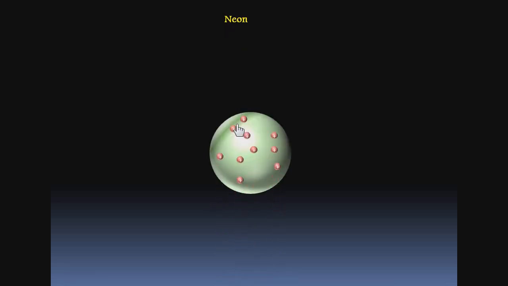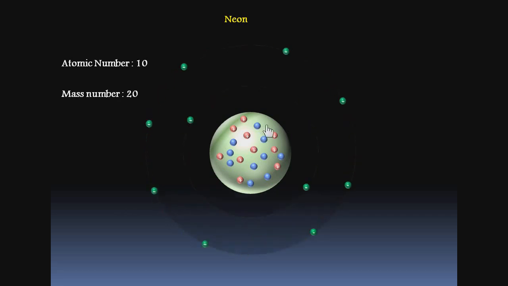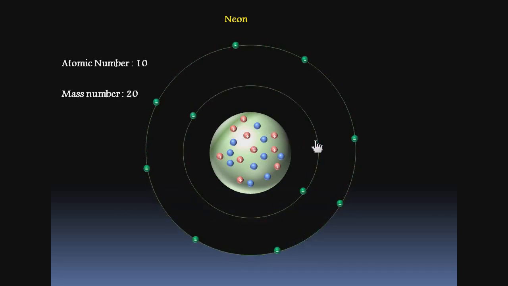The next element is neon. It has 10 protons, so atomic number is 10. It has 10 neutrons. Mass number is 10 plus 10, 20. And it has 10 electrons. 2 electrons are revolving in the K shell, and 8 electrons are revolving in the L shell. The outermost shell is L shell, that is the valence shell.